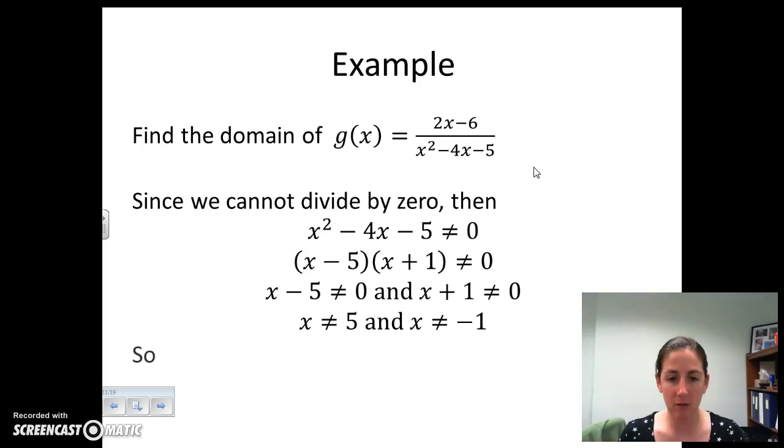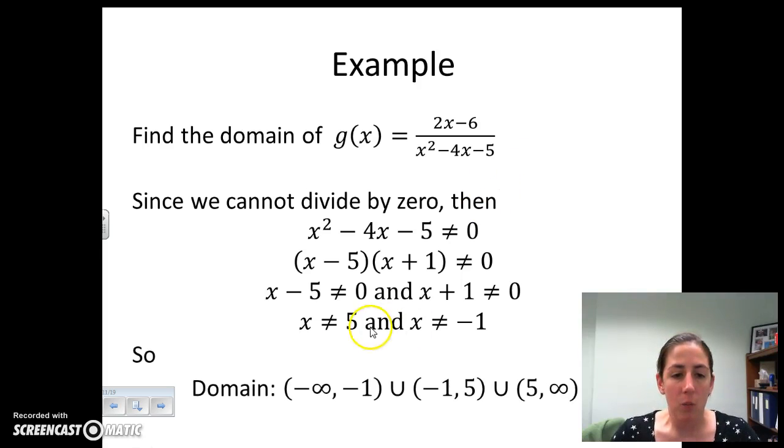To write that in interval notation, we would go from negative infinity to negative 1, not including. To connect intervals, we use a U for union. We'd go from negative 1 to 5, parentheses, union, 5 to infinity.